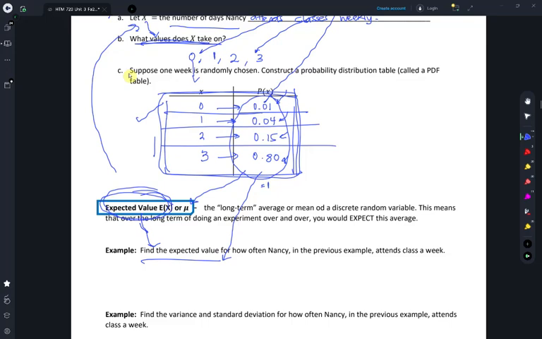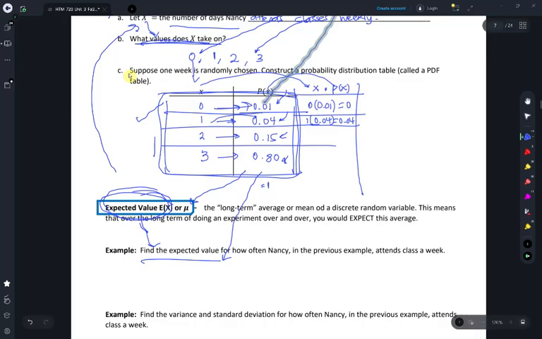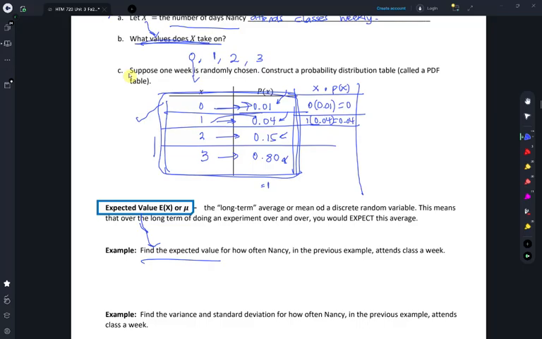This is what you do. You simply take each of the respective values, x, and multiply by their respective probabilities. For instance, 0 multiplied by 0.01 will give us 0. The next one, 1 multiplied by 0.04, will give us 0.04. I'm going to erase a couple of lines here to bring some clarity. Next will be 2 multiplied by 0.15, that will be 0.30. And next will be 3 multiplied by 0.80, that will be 2.40.